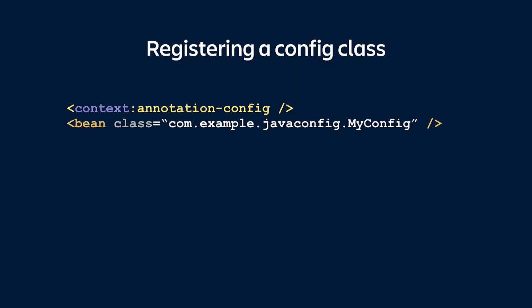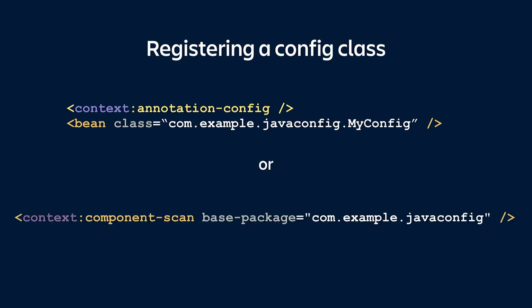It's really your choice. The other way to do it is to use the component scan tag that some of you may already know just for finding regular components in Spring, and you give it a base package. Ideally, you would put your config classes in one super specific package and just scan that one package, because that'll be a lot quicker than scanning your entire code base, for example. So those two approaches are equivalent.